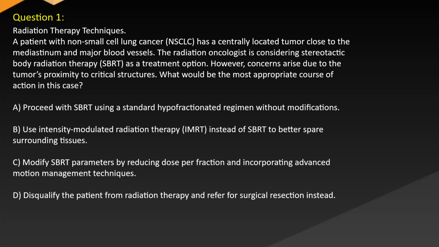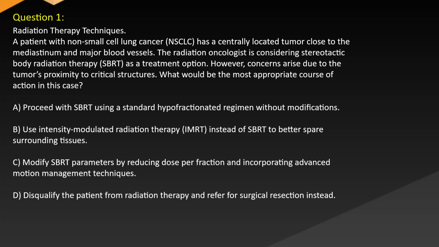Question 1. Radiation therapy techniques. A patient with non-small cell lung cancer (NSCLC) has a centrally located tumor close to the mediastinum and major blood vessels. The radiation oncologist is considering stereotactic body radiation therapy (SBRT) as a treatment option. However, concerns arise due to the tumor's proximity to critical structures. What would be the most appropriate course of action in this case?